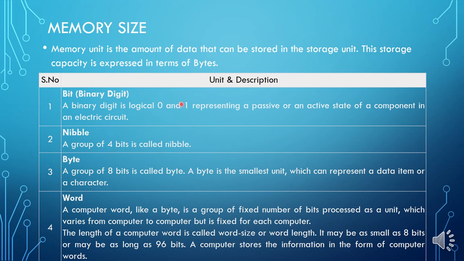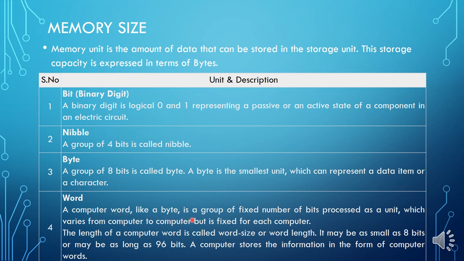First is bit. You already know it is either 0 or 1. Only one bit is in binary. And second is nibble. It is a group of 4 bits. Then byte. It is a group of 8 bits. Word. It is a computer word.